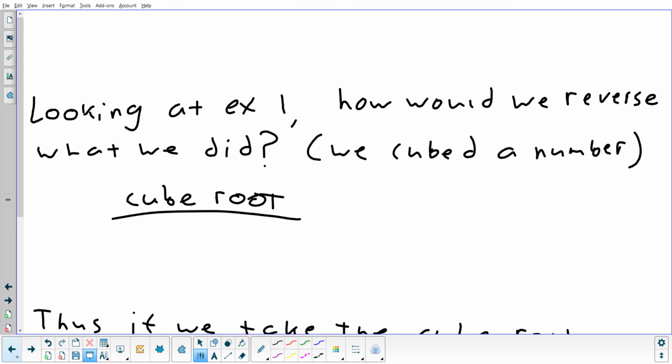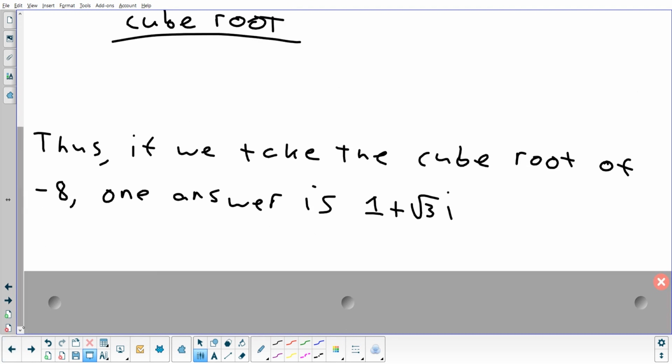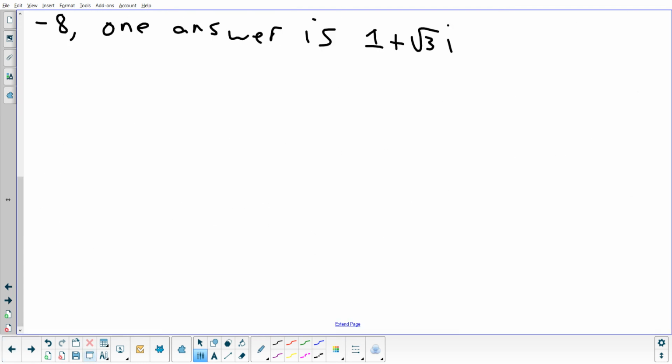So when you're trying to solve something like, let's say I wanted you to find, just think about real numbers, the square root of 16.